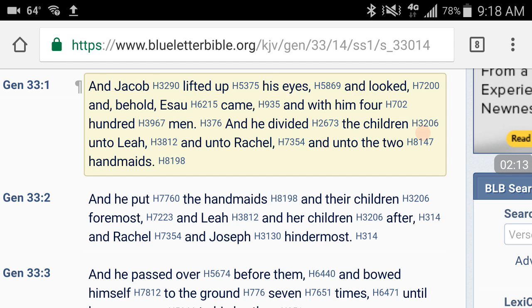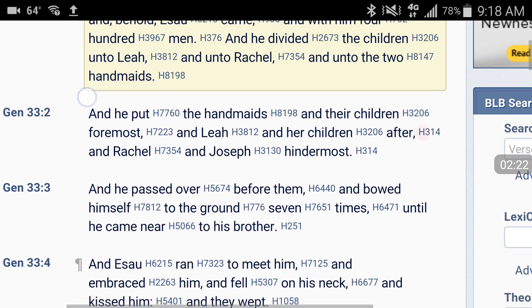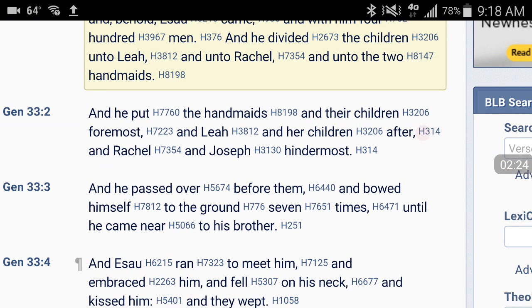Now, it's going to say "he" a lot, and it doesn't say who, but basically this is Jacob dividing up his children with their moms. Verse 2. And he, Jacob, put the handmaids and their children foremost, and Leah and her children after, and Rachel and Joseph hindermost. And he passed over before them and bowed himself to the ground 7 times until he came near his brother.